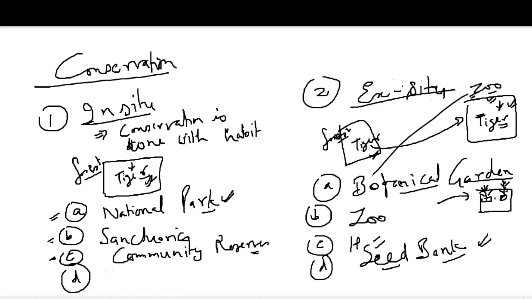Sanctuaries, community reserves, national parks that we have already seen. Some reserve forests, and biosphere reserves may also come here. I hope you understood the concept of conservation now. So this was all about conservation. Now in the next video we will start with our current affairs section.